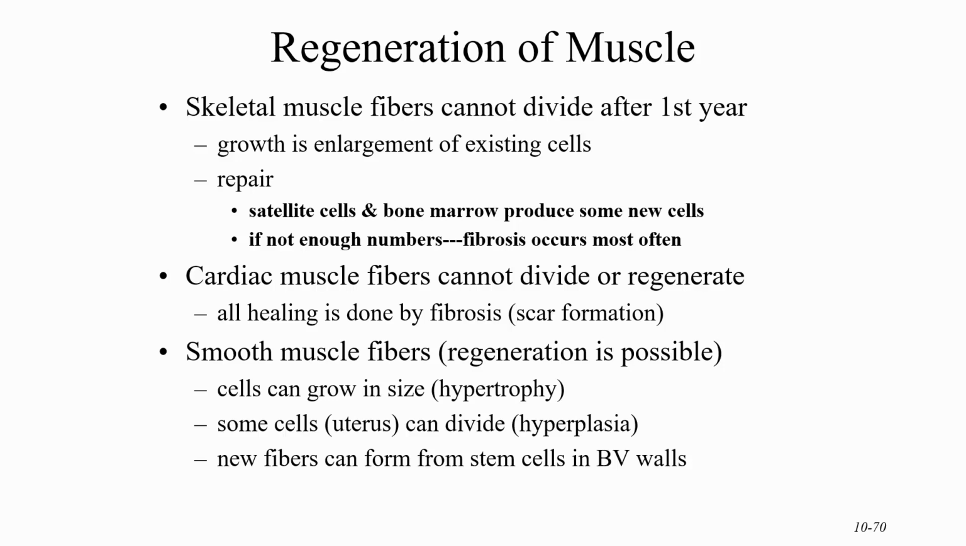So cells can grow in size, and again, we call that hypertrophy. Some cells, such as uterine cells, can divide, and we call that hyperplasia. And then new fibers can form from stem cells in blood vessel walls.